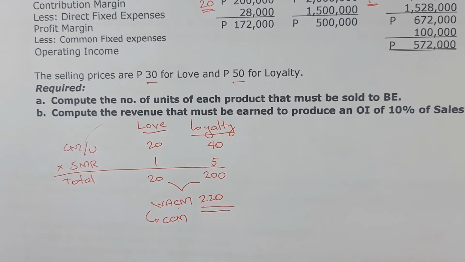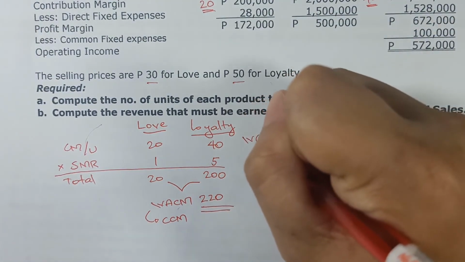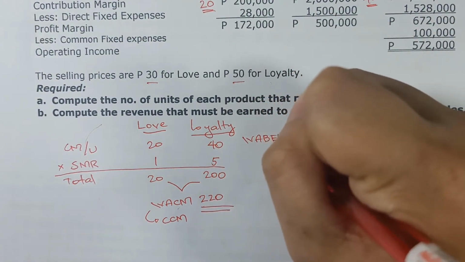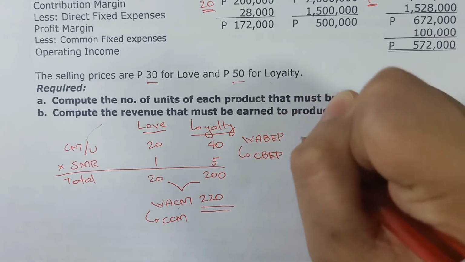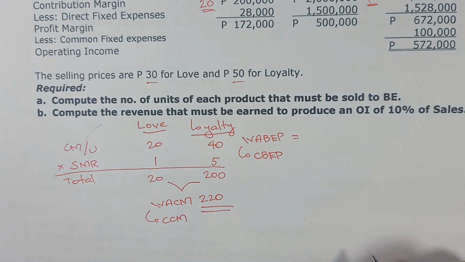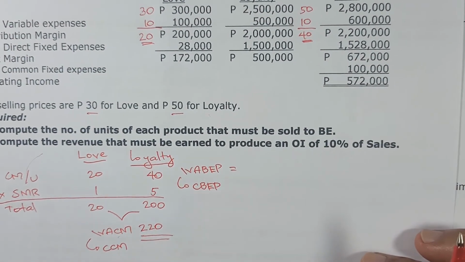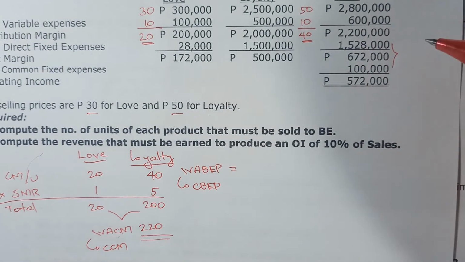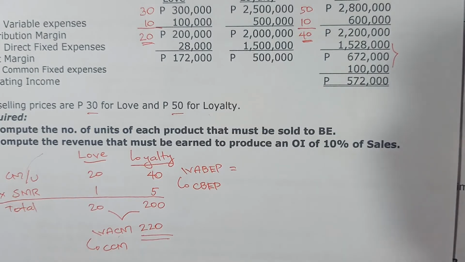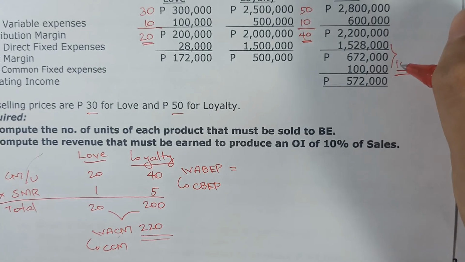Sir, after computing that one, ano yung next step? Next step is compute mo yung weighted average break-even point, or yung tinatawag din natin na composite break-even point. Gaya lang nung kanina, fixed cost muna tayo. Magkano total fixed cost natin? We have direct fixed expenses na 1,528,000, and then meron din tayong 100,000 na common. So, the total fixed expenses is equal to 1,628,000.